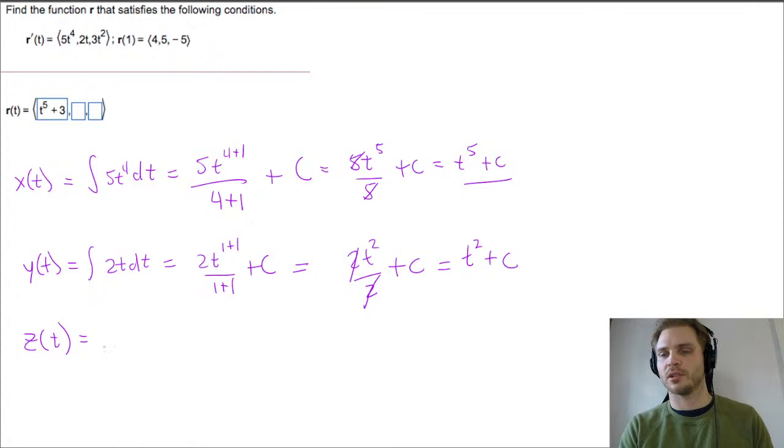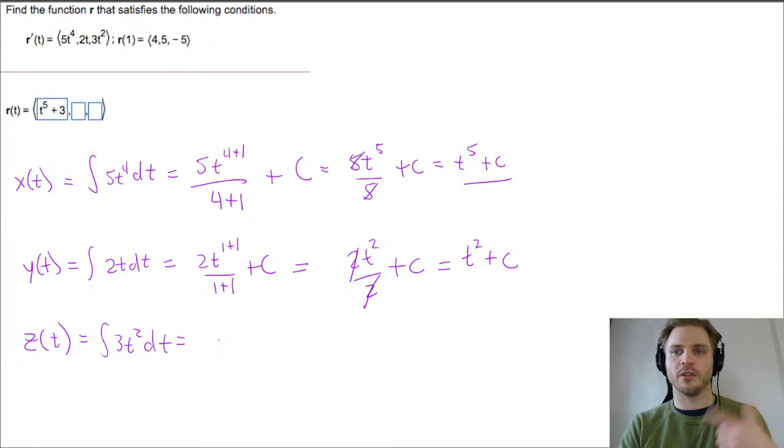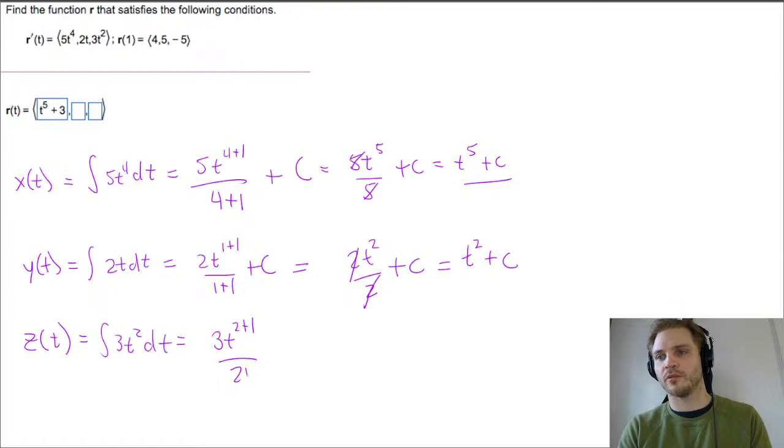So this is going to go to, you know what, I should probably know whether or not I'm, okay, we're good. So we've got the integral of 3t squared dt. This goes to 3t to the 2 plus 1 over 2 plus 1 plus c. Same process, all power rule. 3t cubed over 3 plus c equals t cubed plus c.